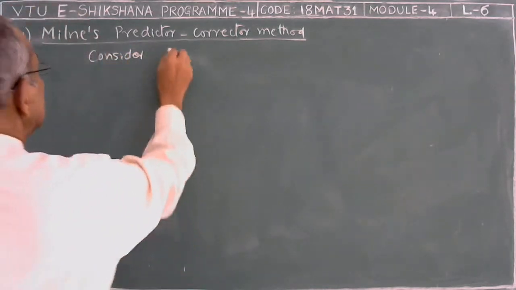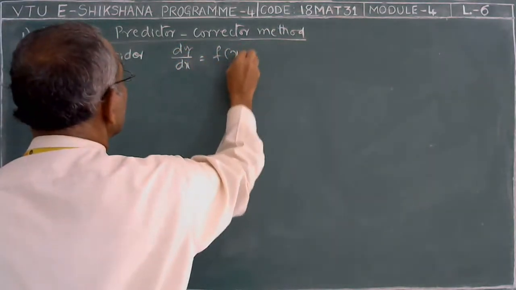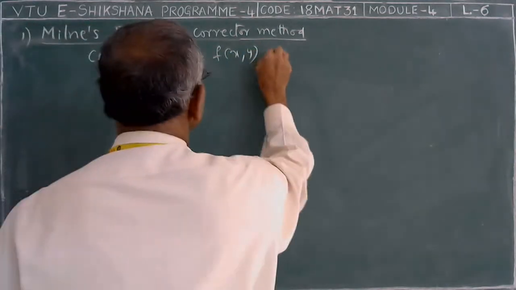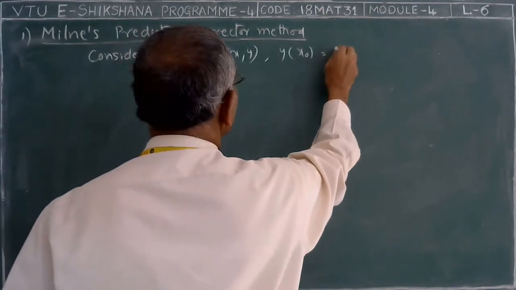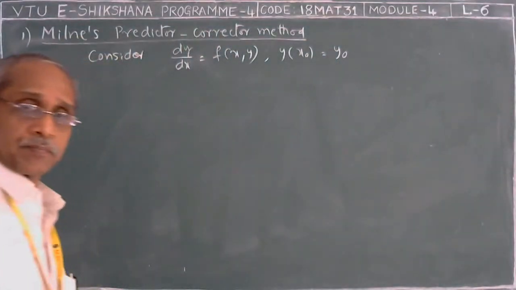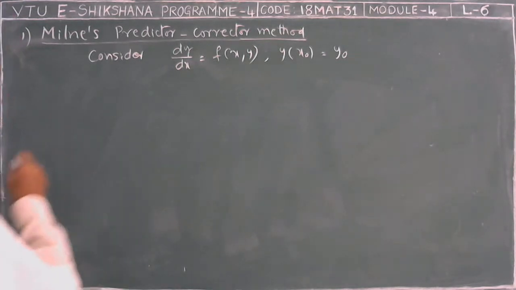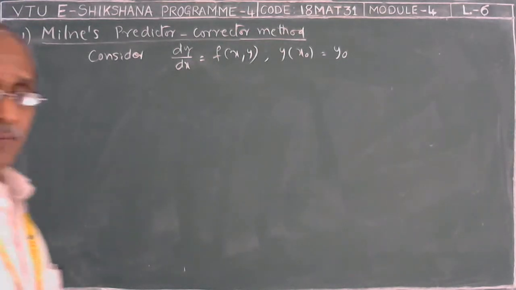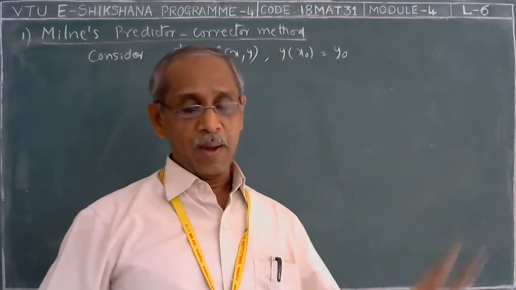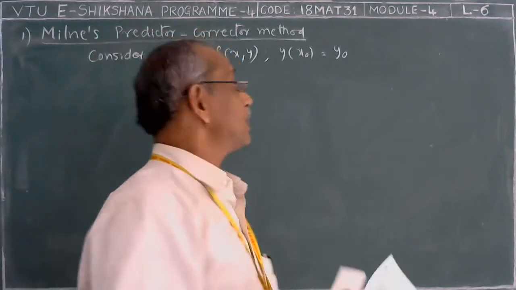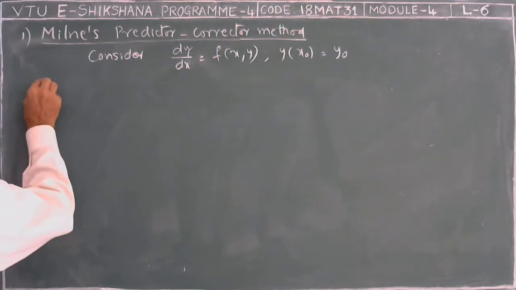Consider dy by dx is equal to f of x comma y with given initial condition y at x is equal to x naught, y naught. So in Milne's method, if the previous values are not given, the successive values can be obtained by single step methods. Okay. Milne's predictor formula.